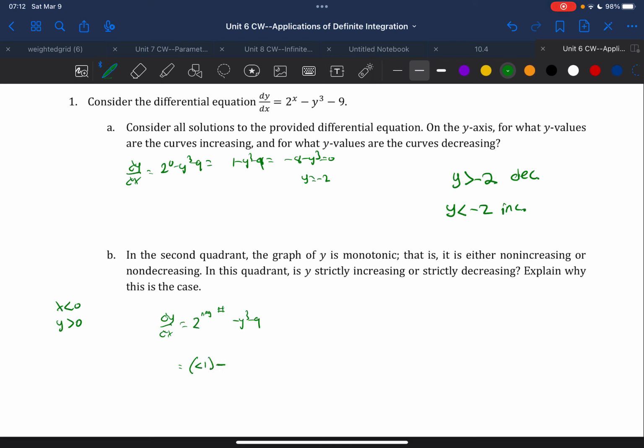Minus y is positive, so y cubed is positive. Minus 1, minus 9. So you have a number less than 1 minus 9, so this becomes negative 8 minus a positive. So negative 8 minus a positive means you're getting even smaller. So negative 8 minus 5 is negative. Negative 8 minus 10 is negative. Negative 8 minus any positive number is surely negative. So y is decreasing.